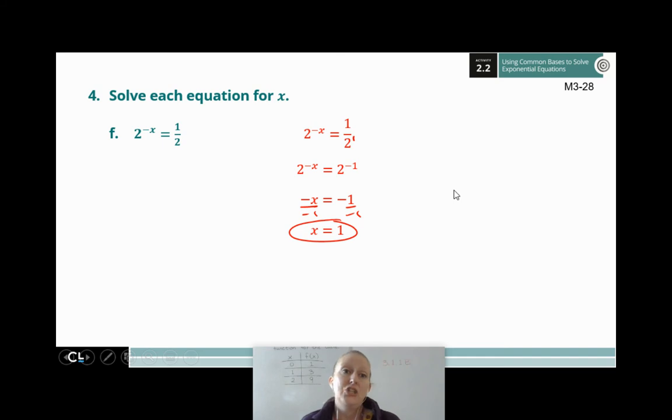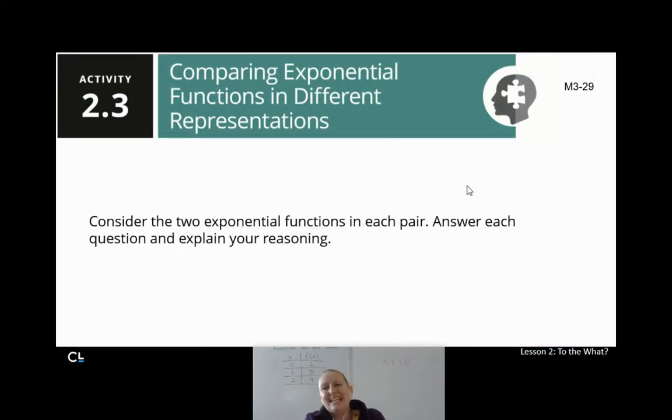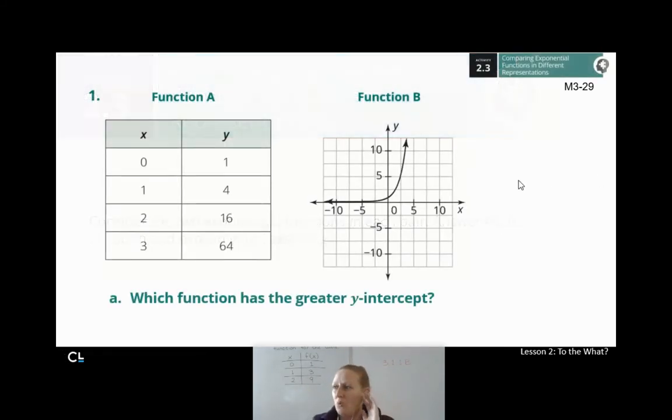All right, now that you're experts on solving these equations for x, let's compare some functions, shall we? Page 29, I have 2 exponential functions in each pair, all right? You might have a table and a graph or 2 tables, but I think all of these have a table and a graph. I would like you to compare the 2 and answer each question for all of them, all right? So start with number 1. We have questions A, B, and C. Go ahead, hit pause, answer the questions, hit play when you're ready to check your work.